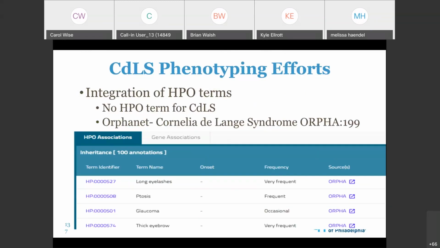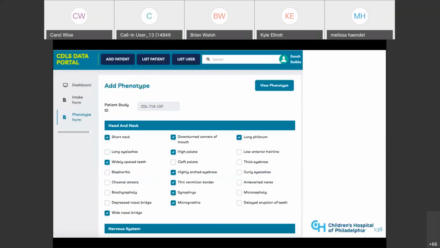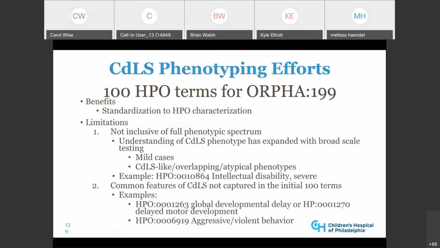And on the next slide, what we started with is we had a team of our clinical researchers, genetic counselors, and physicians who have vast experience in caring for children with CDLS. We're reviewing medical records, paper charts, our old FileMaker database, and selecting which of these HPO terms were appropriate for each of these cases. However, as we started going through this process, we were finding that even though we thought this would be a good way to kind of standardize this, there were certainly some issues that we were running into.